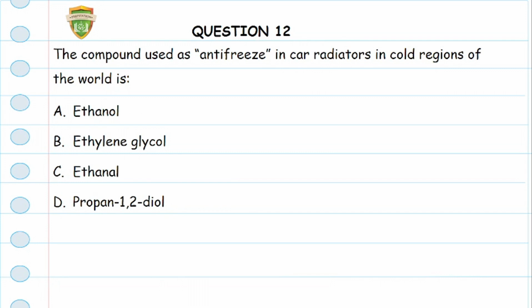Question 12. The compound used as antifreeze in car radiators in cold regions of the world is. Now the answer to this question is B, ethylene glycol. Now when this ethylene glycol mixes with water, it forms a solution that has a much lower freezing point than water. So even when the temperature drops significantly, the mixture will remain in the liquid state, preventing the coolant from solidifying and potentially damaging the engine. So the answer is option B, ethylene glycol.